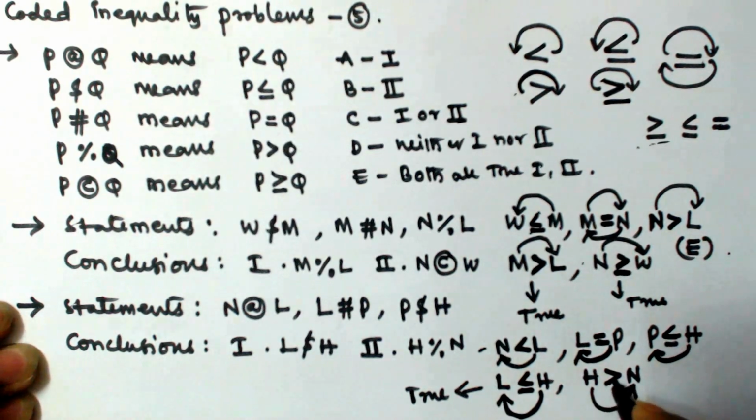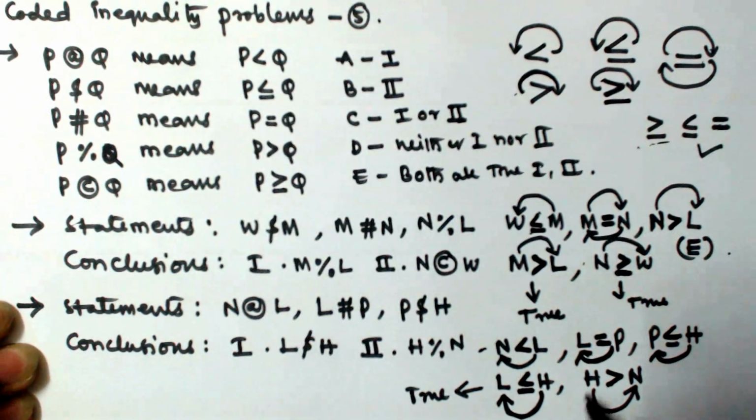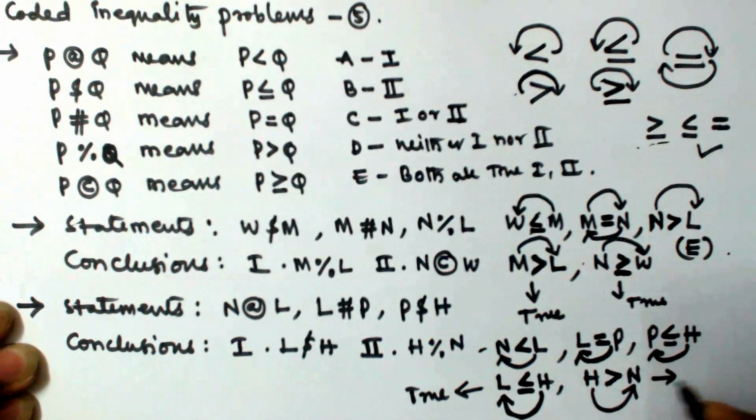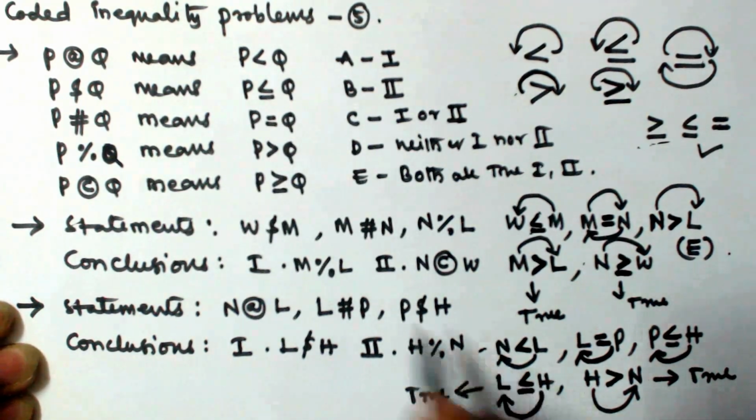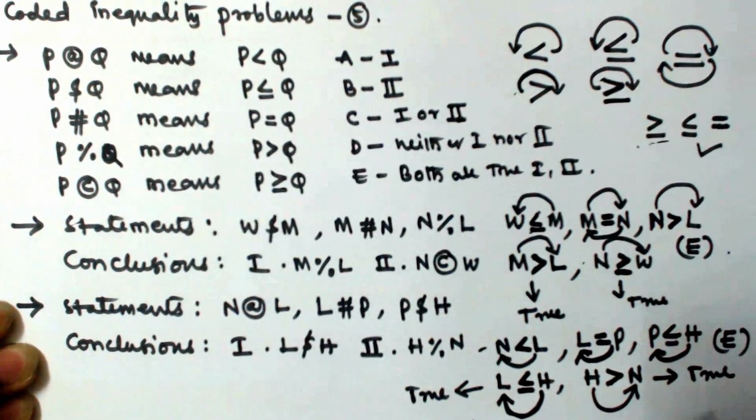Okay, we have movements from H to N in the given set of statements. This is the less than, so there is no need to check the less than or equal to rule. So that's why we can make a movement from H to N in the given statements: H to P, P to L, and L to N. So that means the second conclusion is also true. So both the conclusions are true. So which option? We have to select option E. Option E is true.